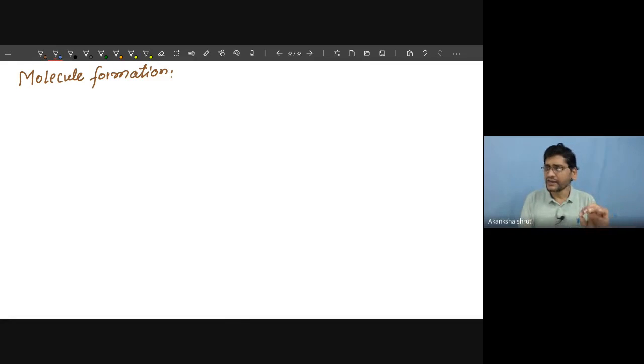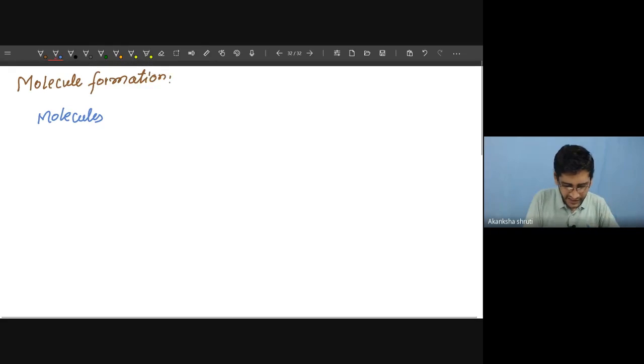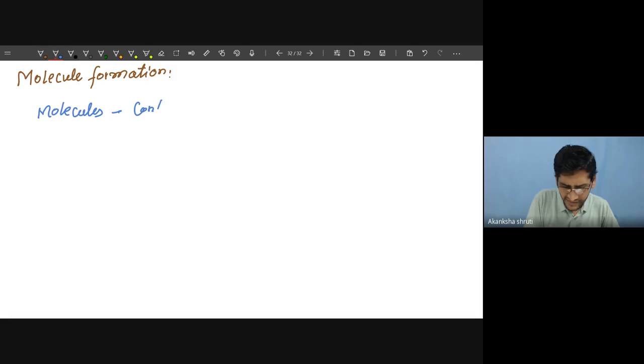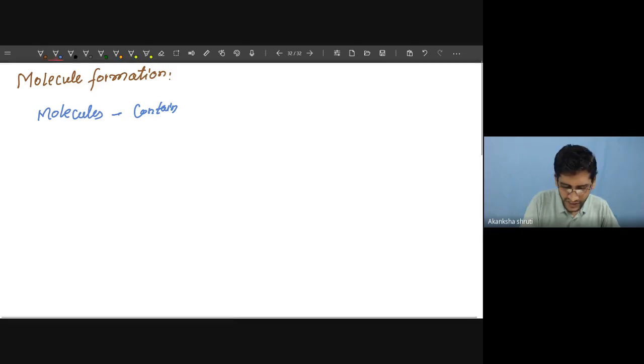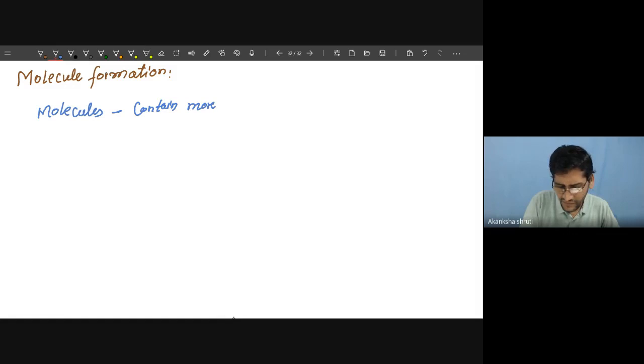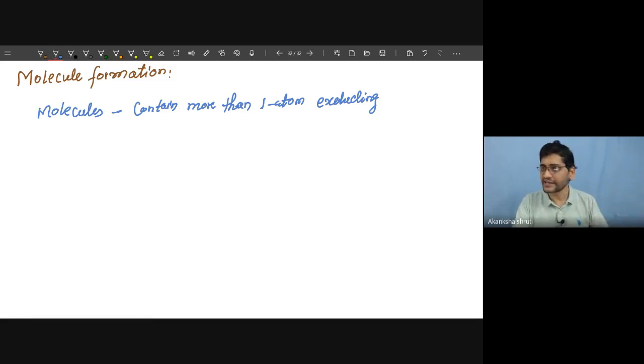Molecules are nothing but a combination or linking of atoms. A molecule contains more than one atom, and these atoms are linked together. But here we have to exclude molecules which exist as a single atom, excluding noble gases.